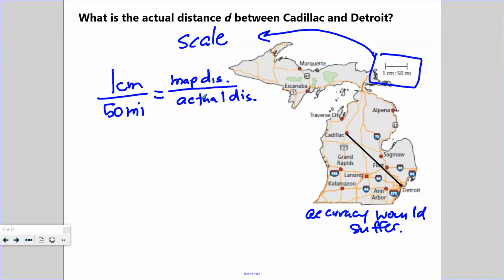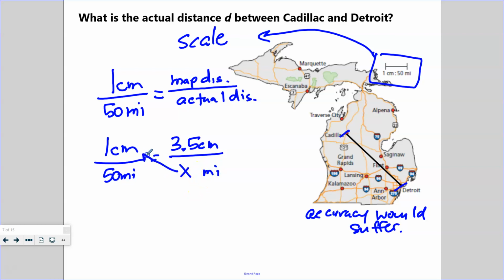All right. And so I have done this already for us, and our map distance is 3.5 centimeters, right? So if you put a ruler up there, and you would say, so 1 centimeter over 50 miles equals 3.5 centimeters. And where did this come from? I measured this distance with a ruler. Okay. And then I have my actual distance, which I'm trying to find. Okay, and that's going to be in miles.